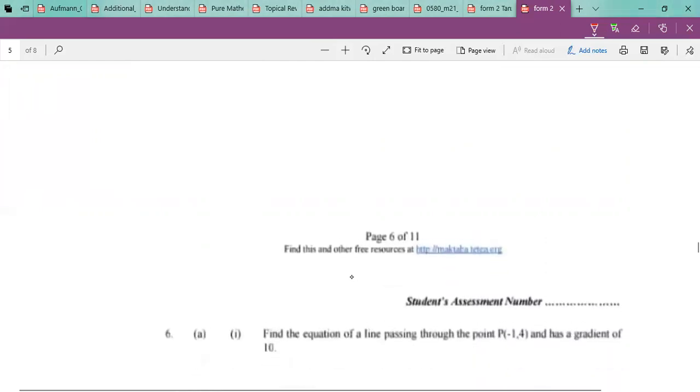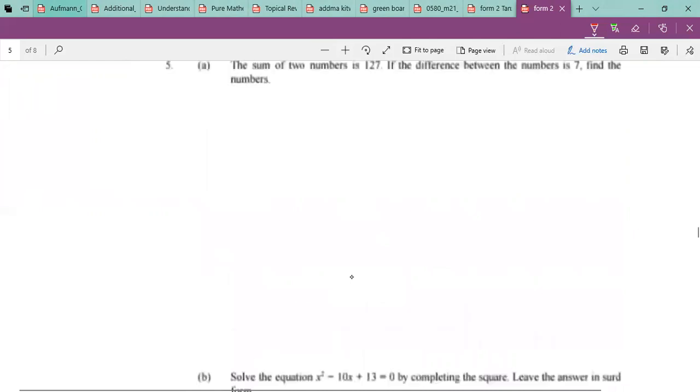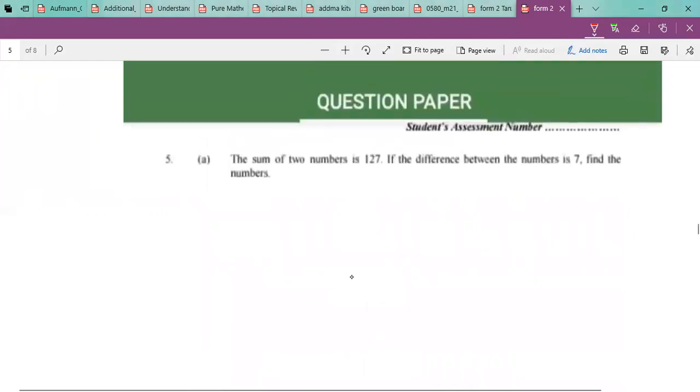Okay, good. So we'll do question 5. 5A. We are saying the sum of two numbers is 127. If the difference between the two numbers is 7, find the numbers. Now, we don't know these numbers, all right? So we are going to get any number.